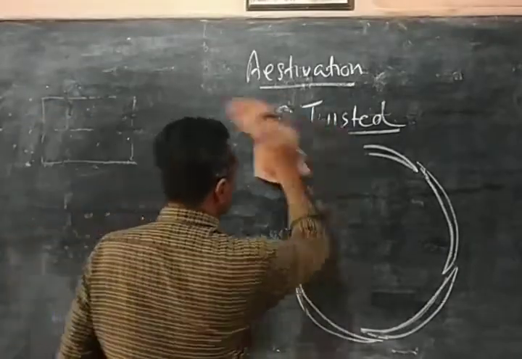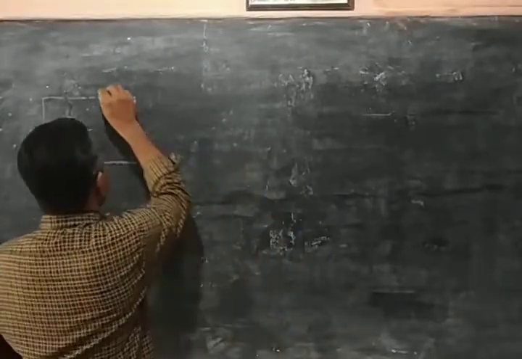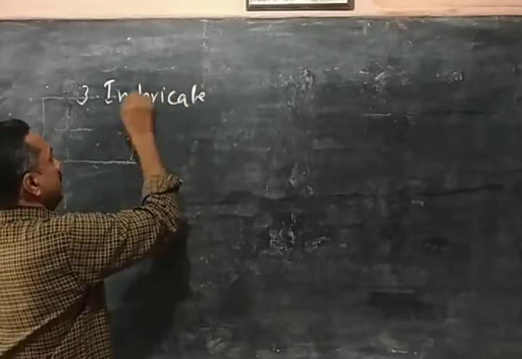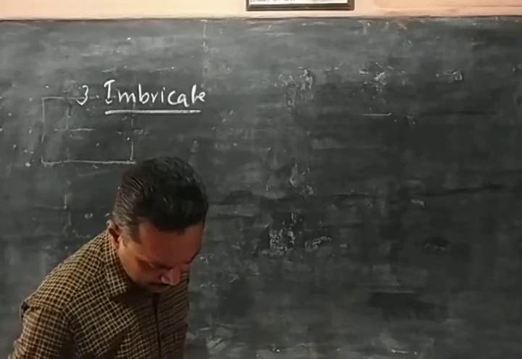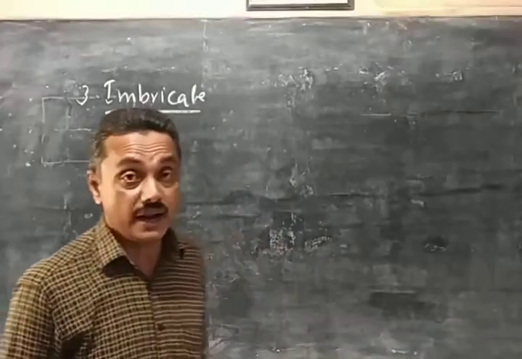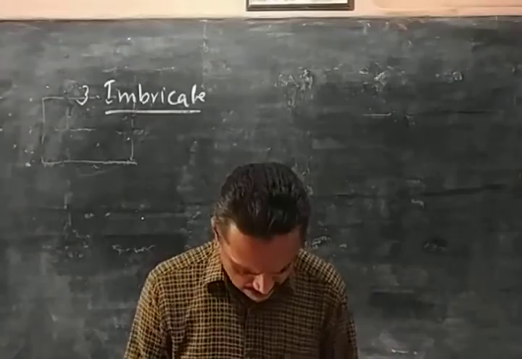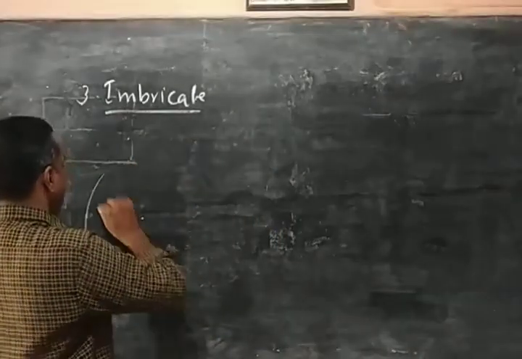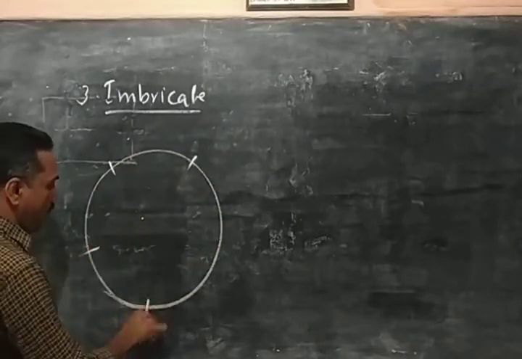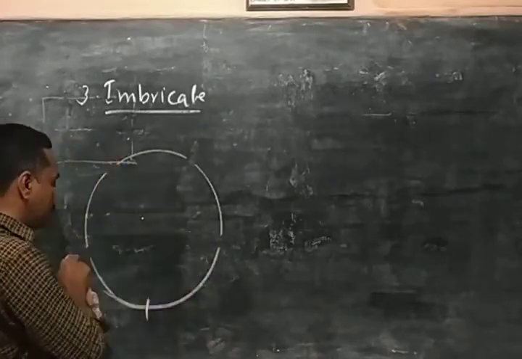Then the third one comes, imbricate aestivation. Imbricate aestivation is seen in plants like cassia. In cassia-like plants, imbricate aestivation. Imbricate means one petal is completely inner. I will do that. Imbricate aestivation like this, cutting into 1, 2, 3, 4, 5. Then I will show how imbricate comes.